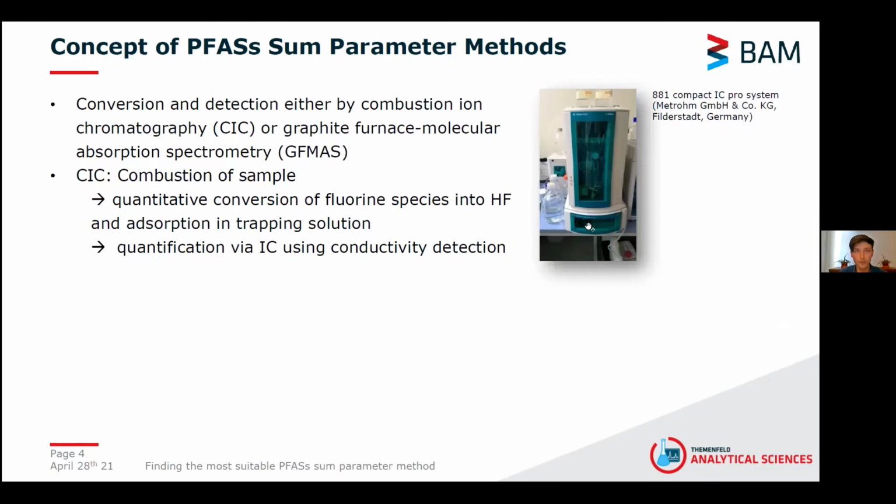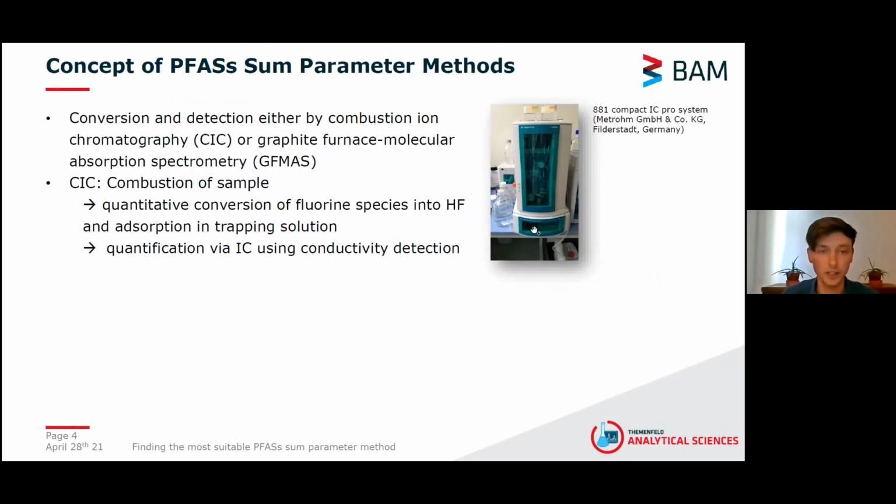Conversion of the OF is done either by a combustion unit as part of the combustion ion chromatography, short CIC, or in the graphite furnace of a molecular absorption spectrometer, GFMAS. During the CIC, the organically bound fluorine is converted into hydrogen fluoride, which is adsorbed in a trapping solution. This trapping solution is then transferred into an IC using a conductivity detector for quantification.